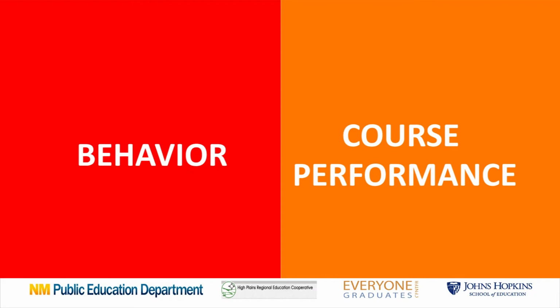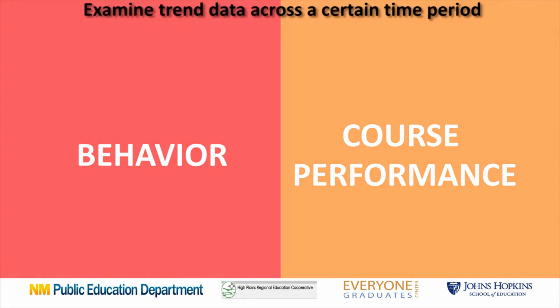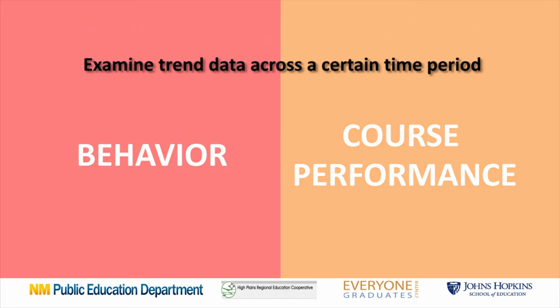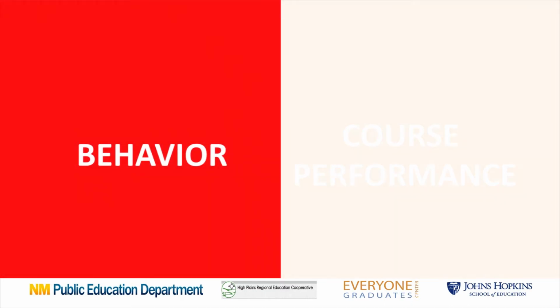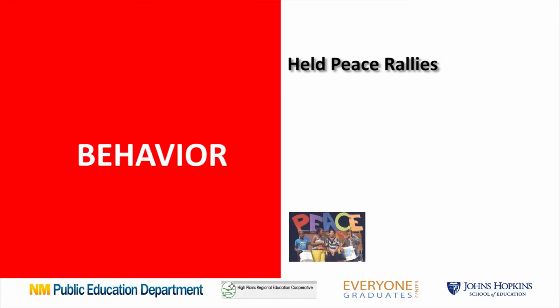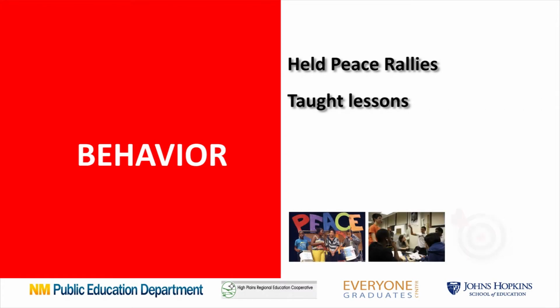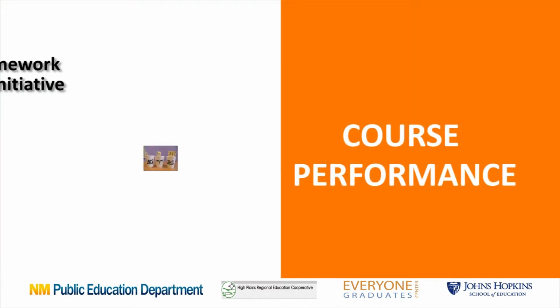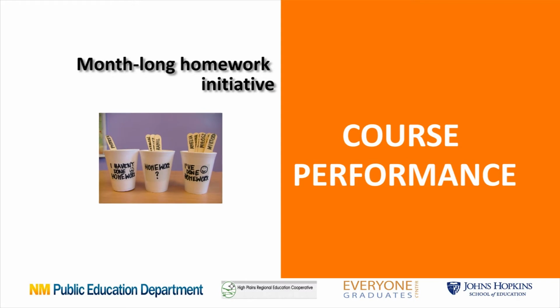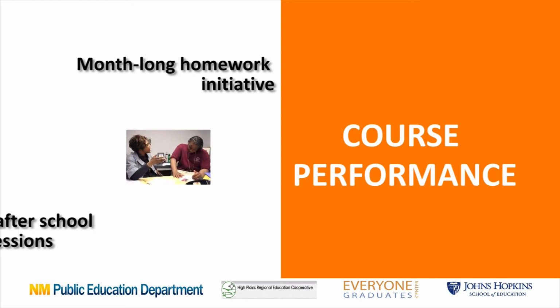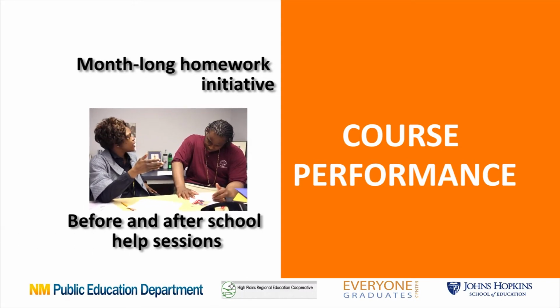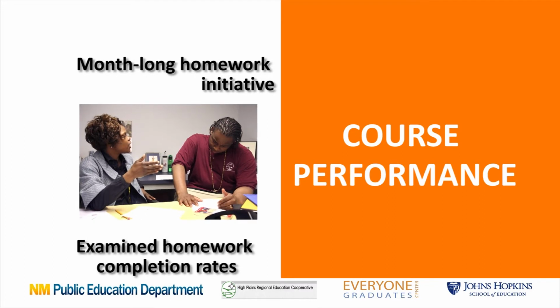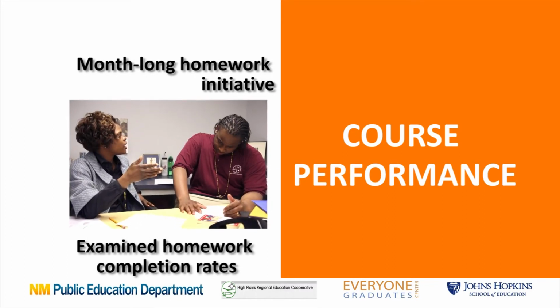For behavior and course performance, we recommend looking at trend data across a certain time period or for a particular component of one of these. A behavior example we observed was a school that held peace rallies, taught lessons, and tracked the number of days without a referral for student-to-student conflict. A course performance example we have observed is a month-long initiative to ensure homework is completed, which included before and after school help sessions. Each week during the month, they examined homework completion rates of each grade level.